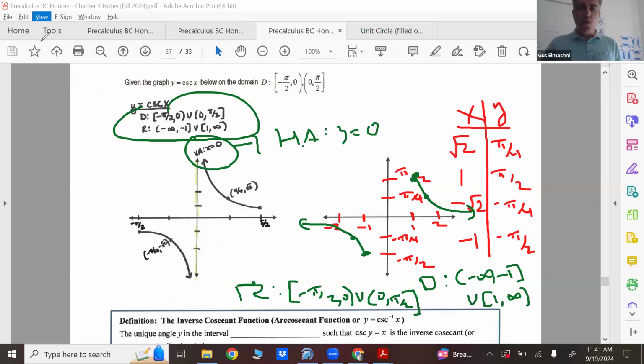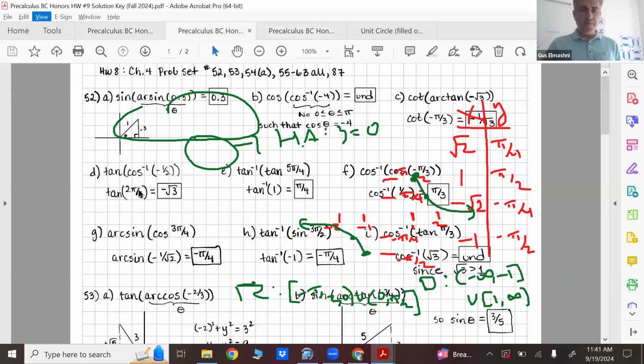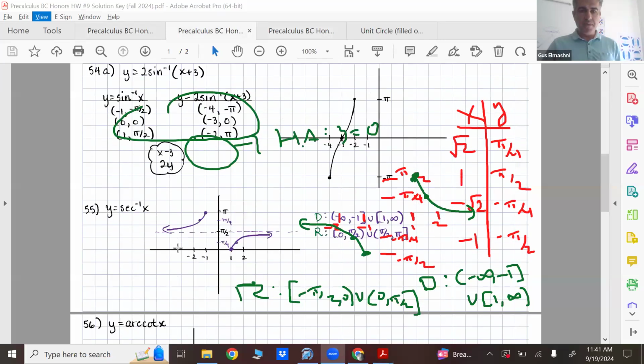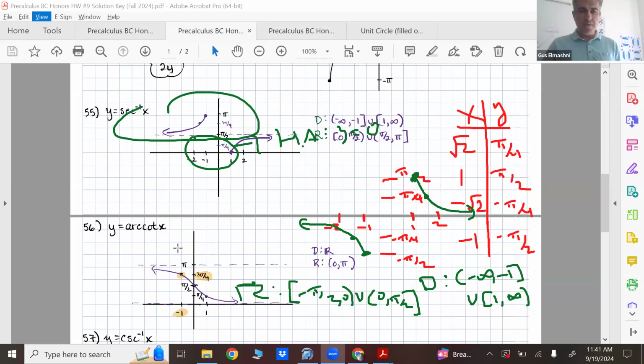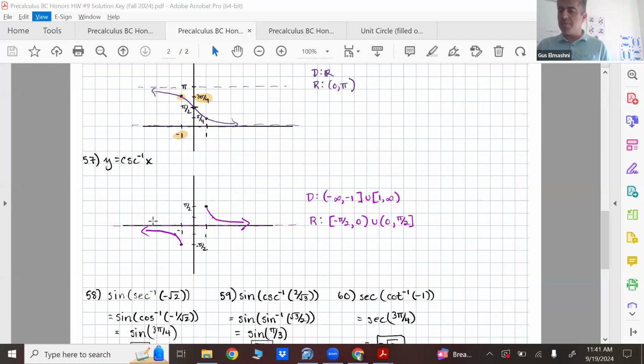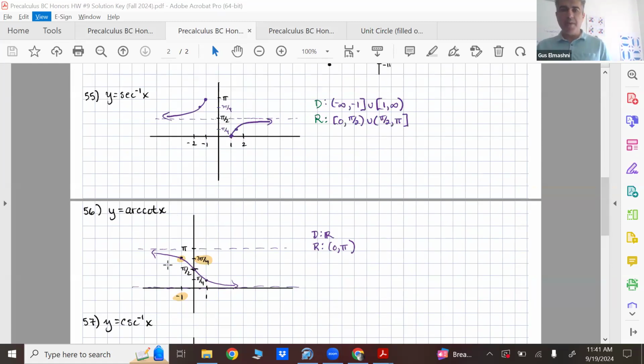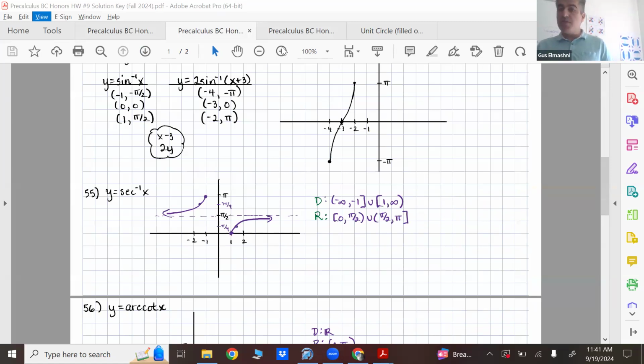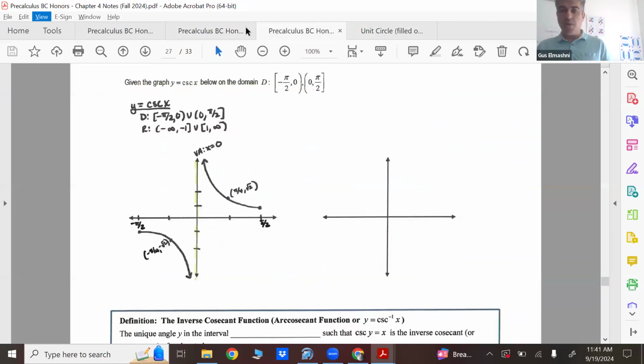And that's why, when we look at the homework problem, if you look at the solution key, see how it looks like that? Inverse cosecant, right there. Okay, so we're okay with that? Okay. So the inverse secant works the same way.